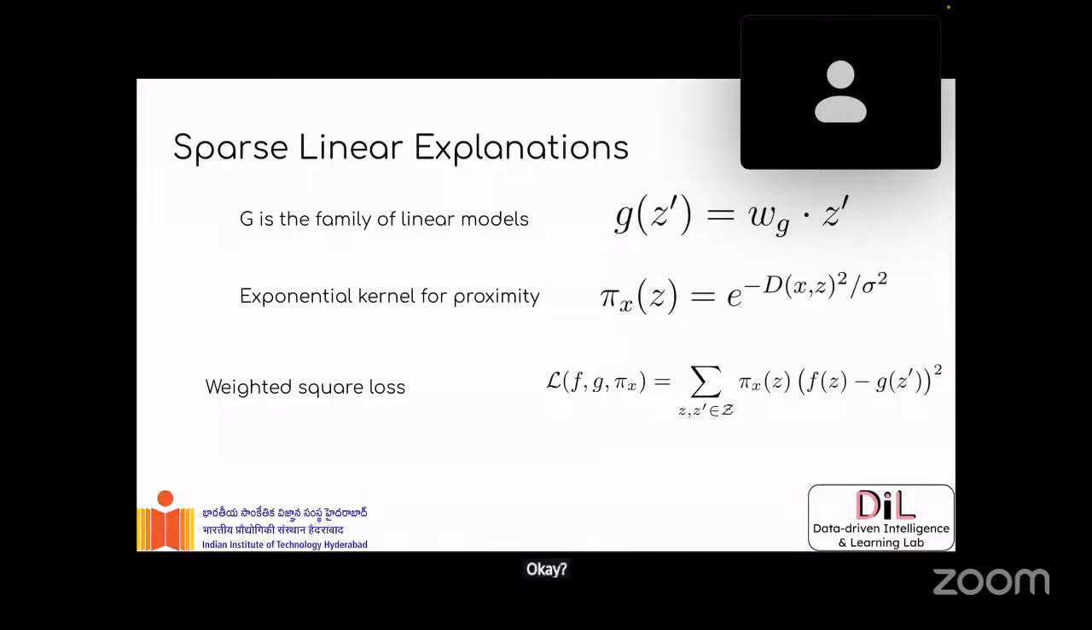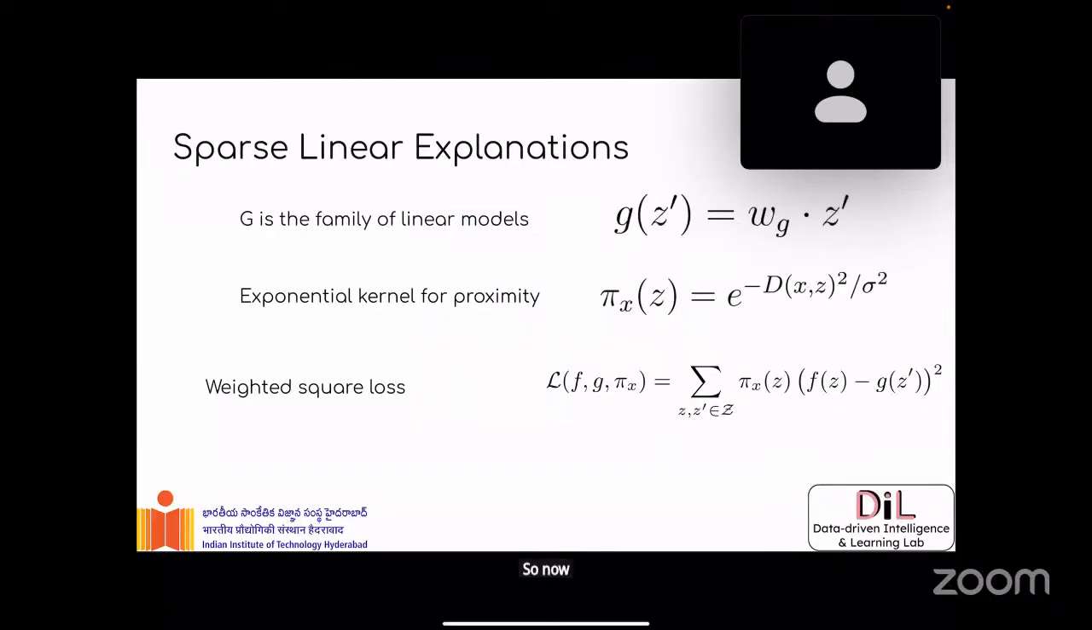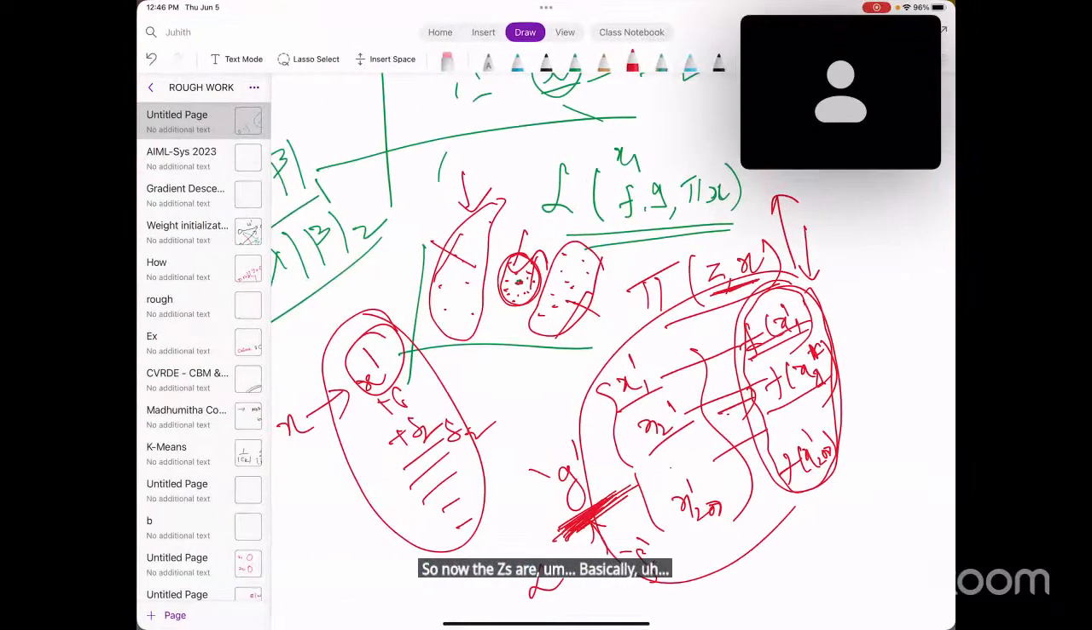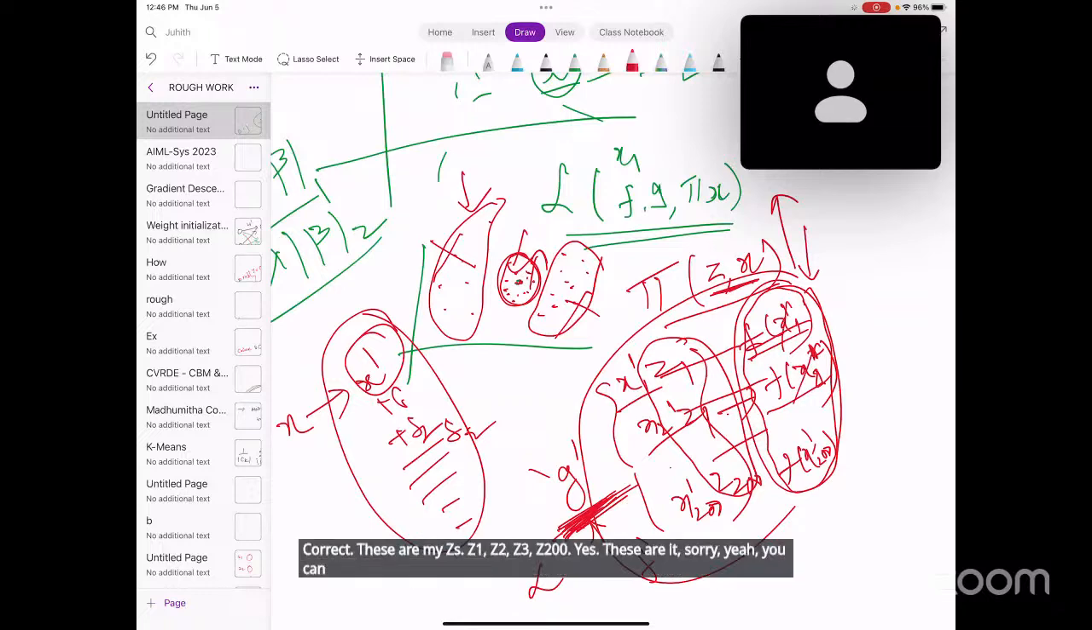Okay. This is a simple intuition mathematically realized with this form. I hope this is clear. So now the Zs are basically correct. These are my Zs: Z1, Z2, Z3, Z200. You can remove the X primes and call them Z1, Z2, Z3, and so on. f(Z2), f(Z), whatever.